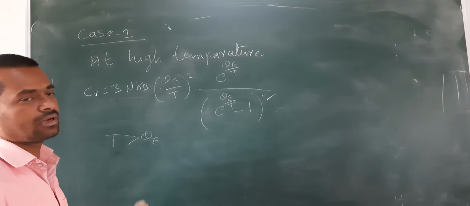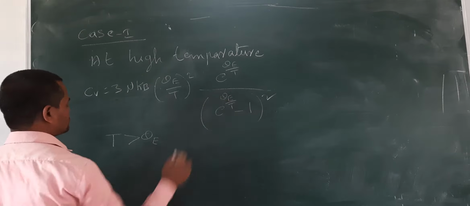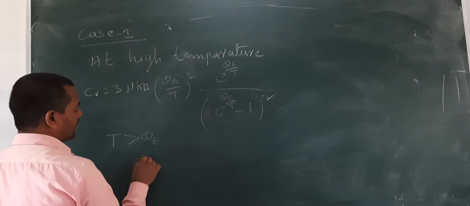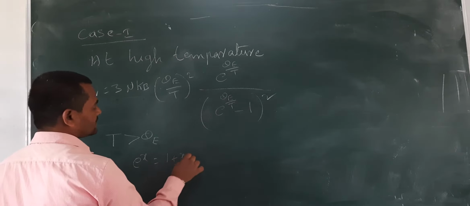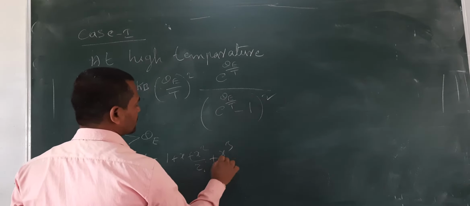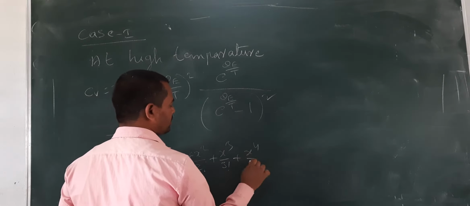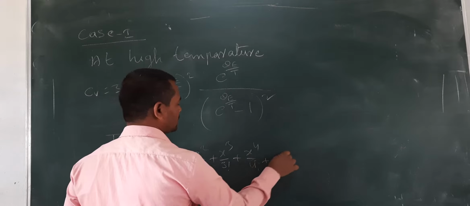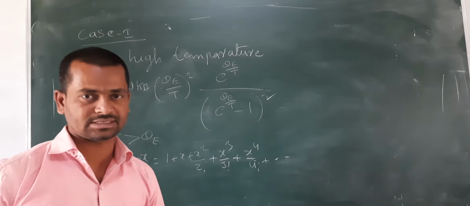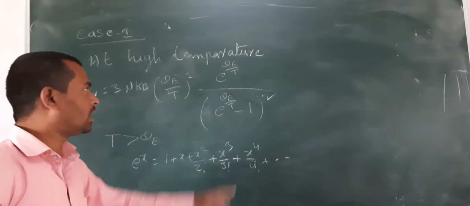What is the formula for Cv? Now see here, I am going to write this first. We know e power x is 1 plus x plus x square by 2 factorial plus x cube by 3 factorial plus x power 4 by 4 factorial and so on. This is the expansion of e power x. In the same manner, I am going to use this one.